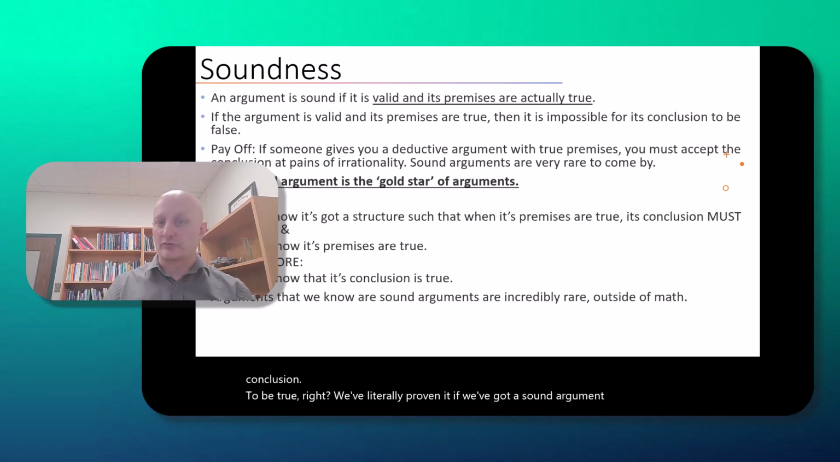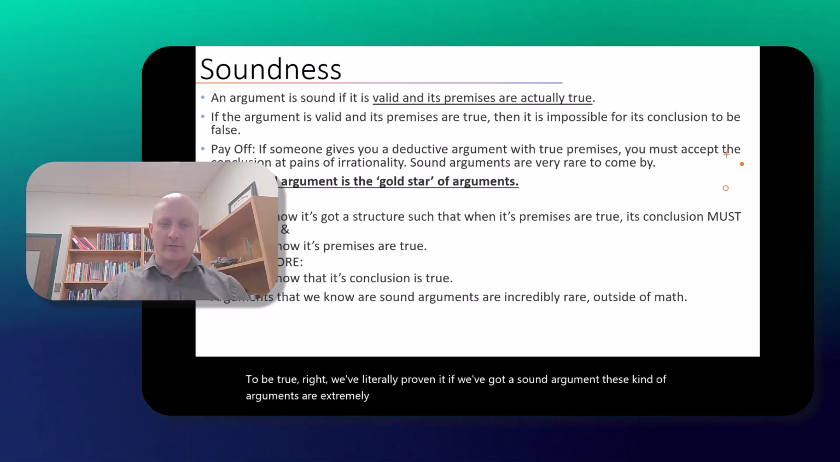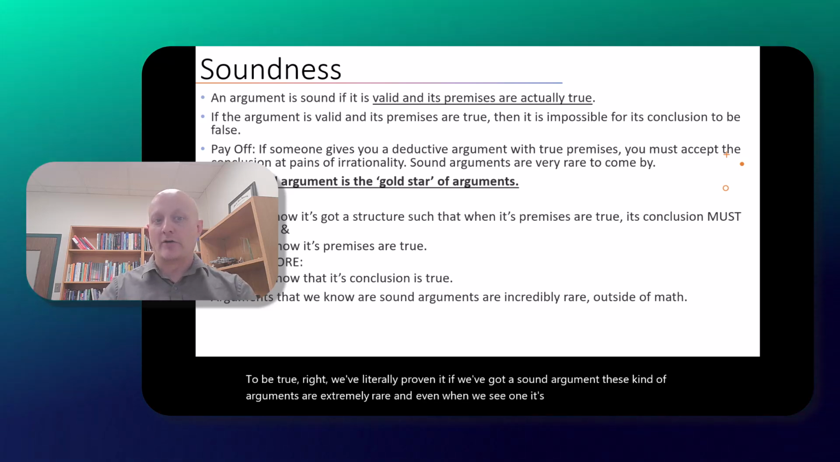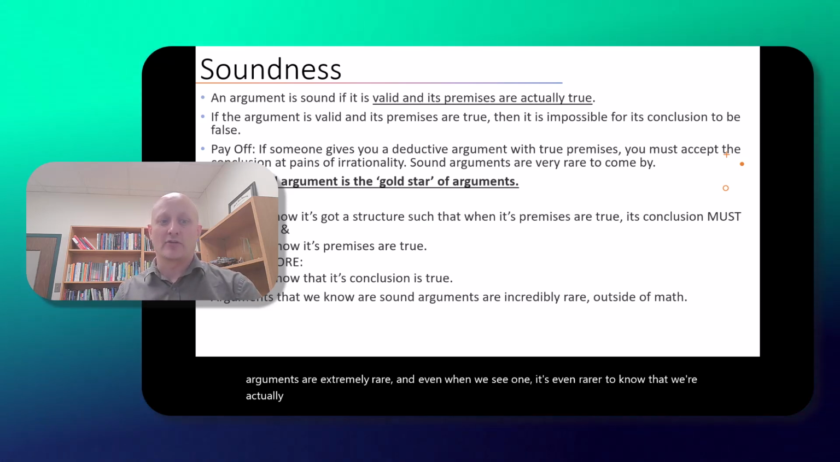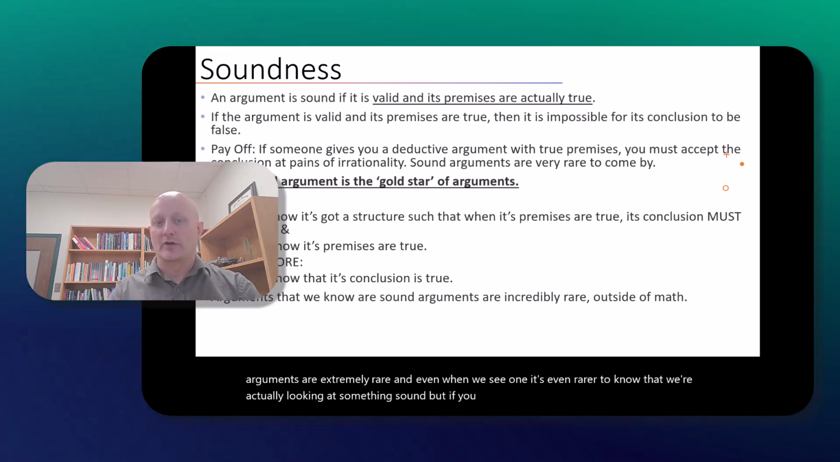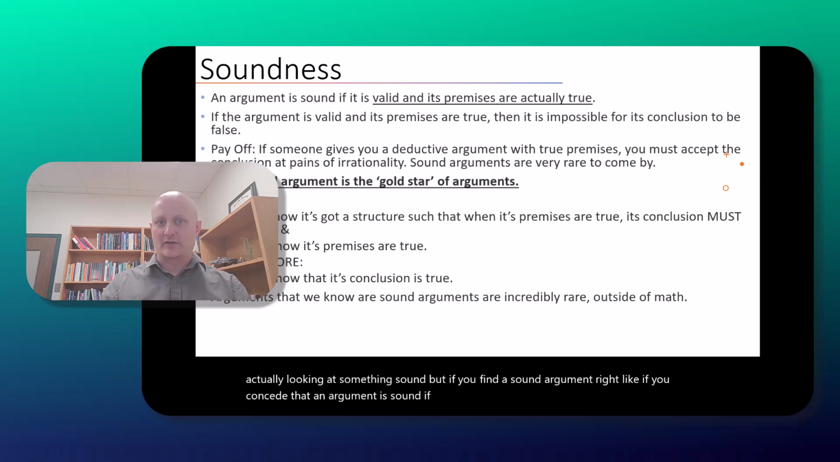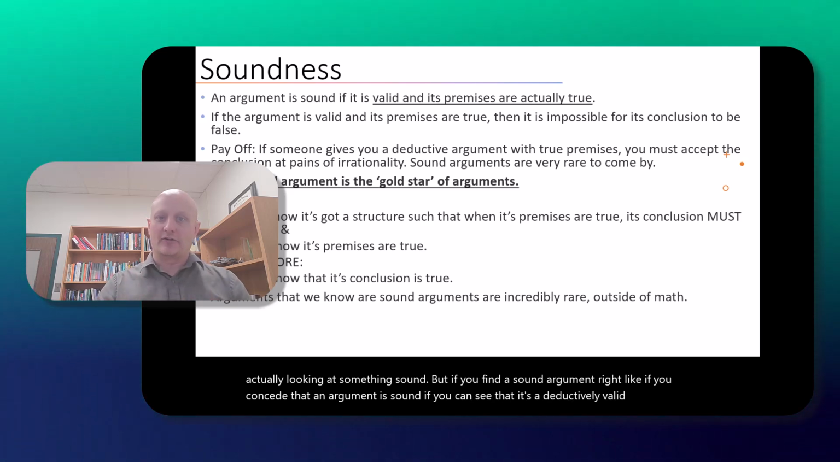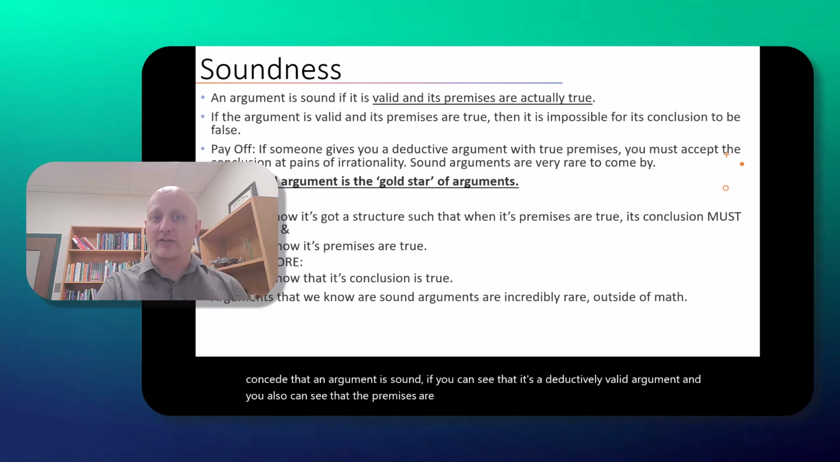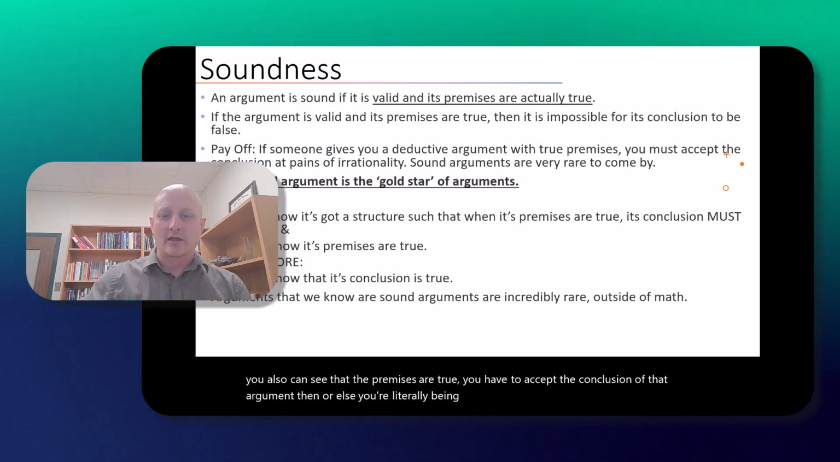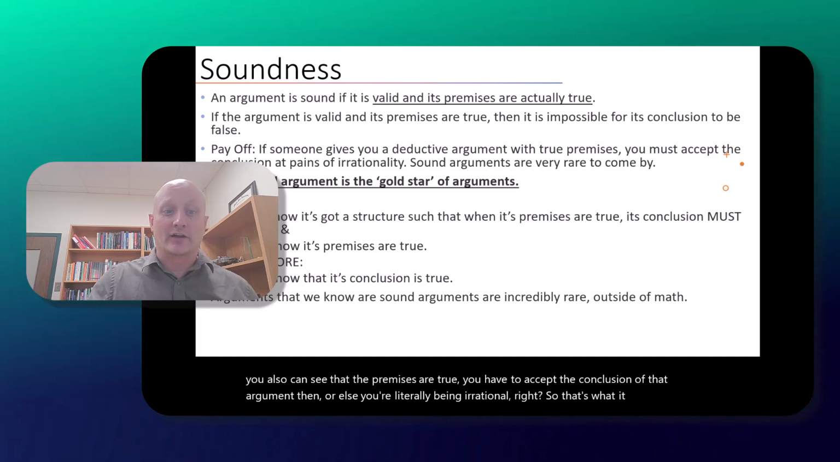These kinds of arguments are extremely rare, and even when we see one, it's even rarer to know that we're actually looking at something sound. But if you find a sound argument, if you concede that it's a deductively valid argument and you also concede that the premises are true, you have to accept the conclusion of that argument, or else you're literally being irrational. So that's what a deductively sound argument is.